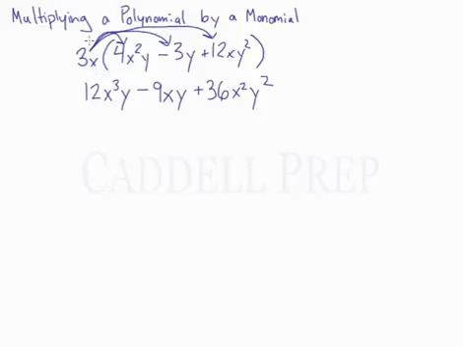So just to recap, we have a monomial, which is one term. And we're multiplying that by a polynomial, which is more than one term. And we do that by distributing the monomial to each one of the terms.